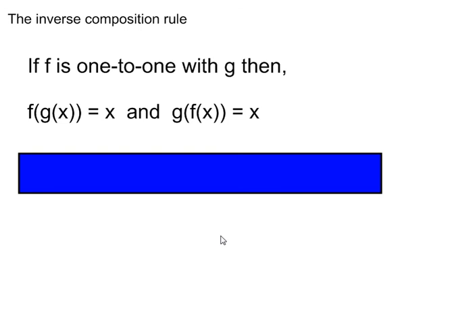The last thing we're going to talk about here is another way to decide or figure out if two functions are one-to-one, or if a function is one-to-one. So the inverse composition rule says this: if f is one-to-one with g, then this happens. The function f of g equals x, and also g of f equals x. Using the composition functions like we did in the early part of this section, we can determine if a function is one-to-one. Example.